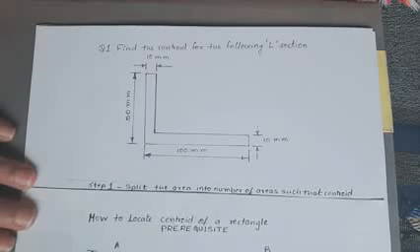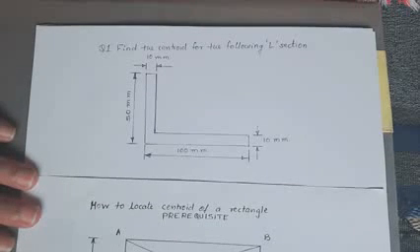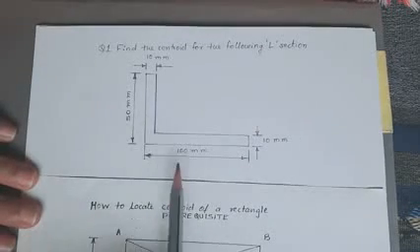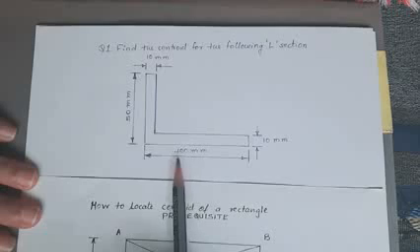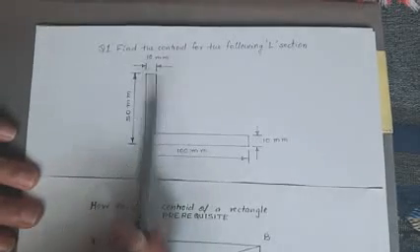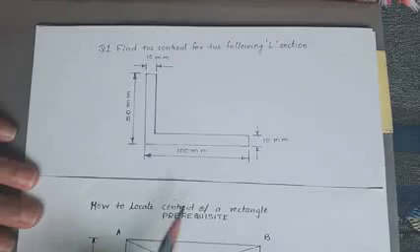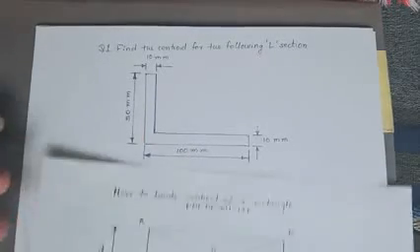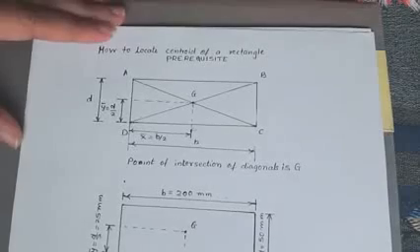Hi friends, today we are going to learn how to find the centroid of an L section. This is an L section where the horizontal dimension is 100, the vertical is 50, and the thickness is 10 mm. Now to first calculate the centroid of the L section, we must know where the centroid of a rectangle lies.